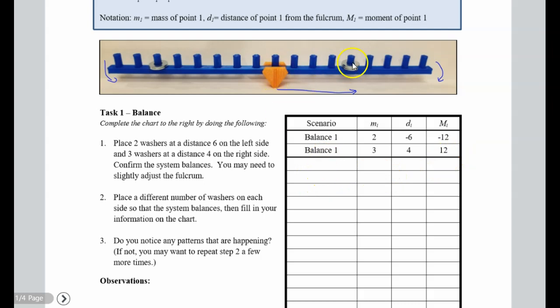So come up with a couple more. You could put a couple washers here at 3, a couple at -3. That's not a very interesting one. It does balance, but try to come up with a few more that are not just the same number of washers at the same distance on both sides. So go ahead and pause it. Try to come up with a couple, fill in a few more scenarios on the chart, and then you can unpause after you think you know what's going on there.